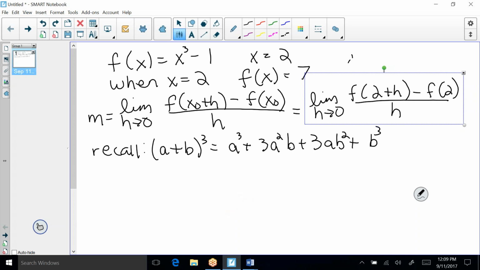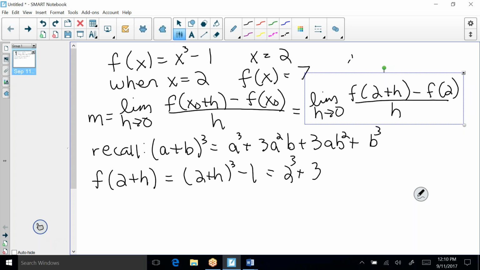So now let's look back at that limit. Let's do this off to the side. Let's do f of 2 plus h because it's a little bit of work, since we have to plug that back into our limit. Let's plug that 2 plus h into our function, and we get 2 plus h cubed, and then we have to subtract 1 from it. Using our formula for cubing that binomial, it's going to be 2 cubed plus 3 times 2 squared times h plus 3 times 2 times h squared plus h cubed, and then we still have to subtract the 1 at the end.